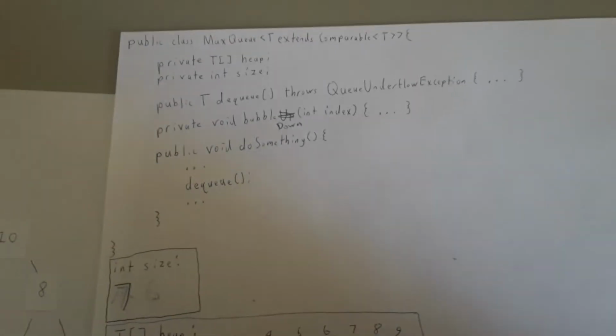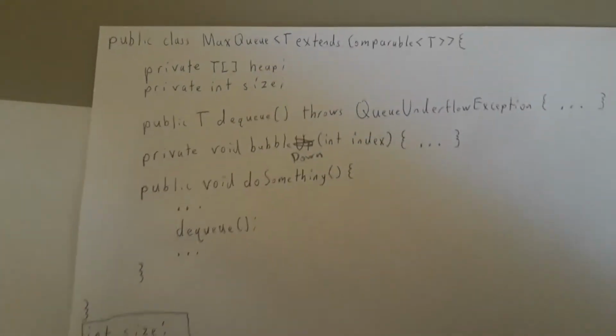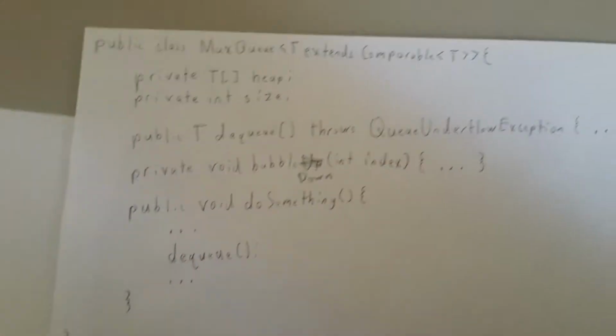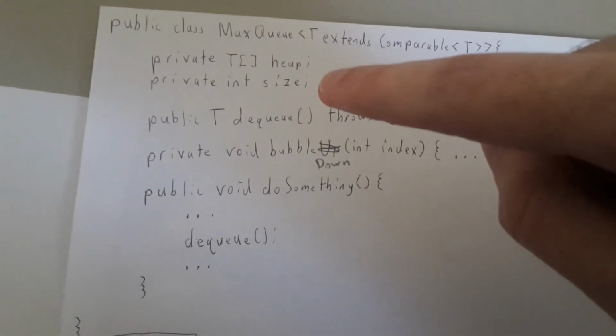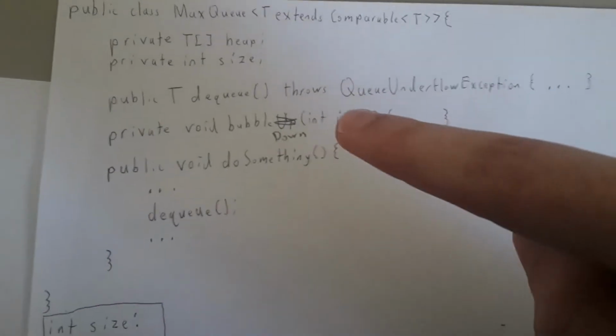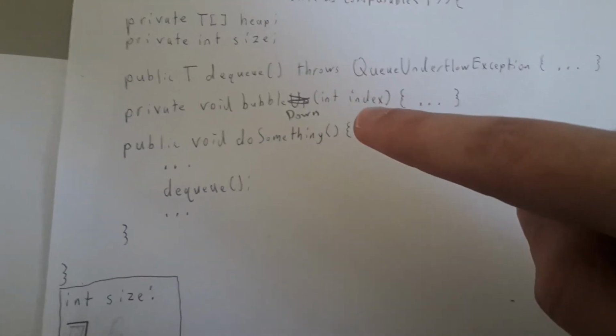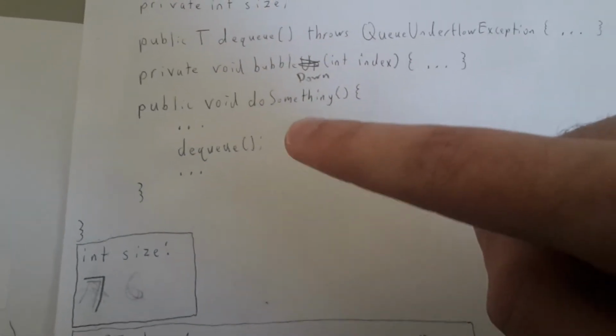Well, today I'll be going over the max heap and specifically the Dequeue function and its implementation. So here we have a class for a max heap. We have its array representation and the size, which is the number of elements in the heap. So we have the Dequeue function, which we'll be going over, the bubble down function, which the Dequeue function uses, which is why it's private, and this function do something, which calls Dequeue.